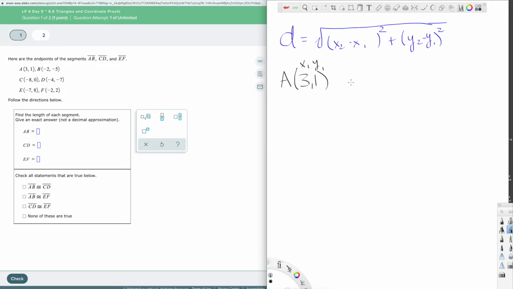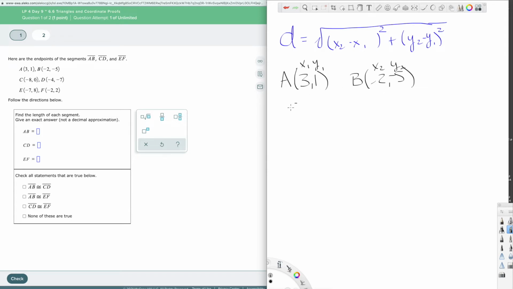And then B, this is going to be -2 and -5, and this is going to be x2 and y2, because we're just saying this is point 1, this is point 2. That's all the 1 and the 2 mean: x coordinate of point 1, y coordinate of point 1, x coordinate of point 2, y coordinate of point 2. So we're going to work this out for AB, and then do it again for CD, and then again for EF. It's going to take a few minutes to go through.